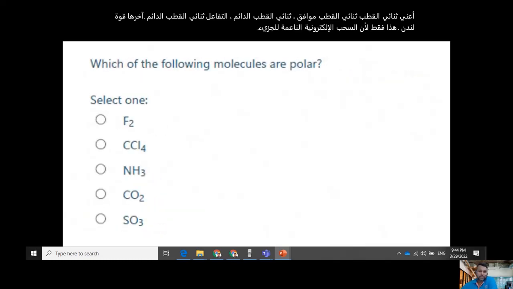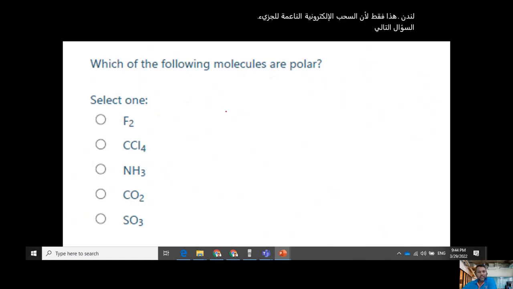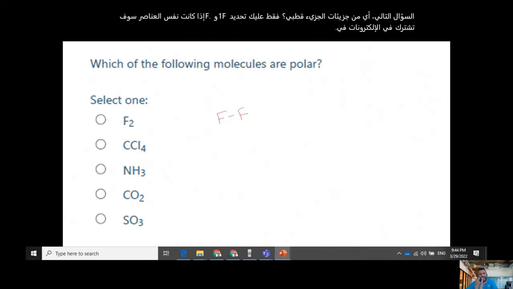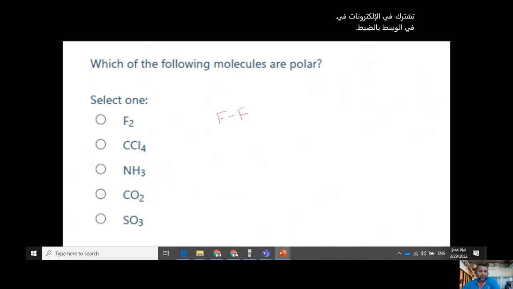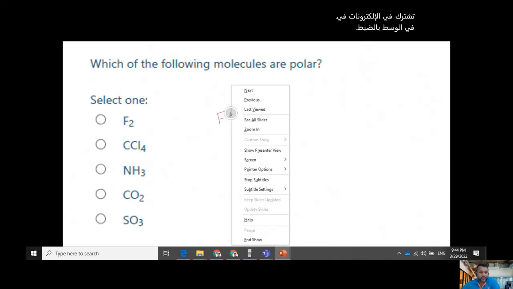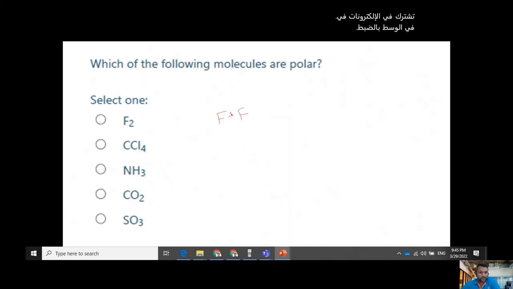Next question, which of the molecules are polar? You just have to select one. F and F, if same elements, they will share the electrons exactly in the middle. So their electrons will be in the middle, because same element, so they are not polar, a non-polar compound.